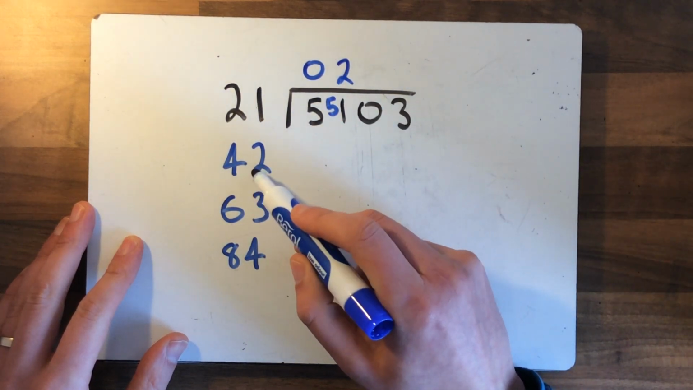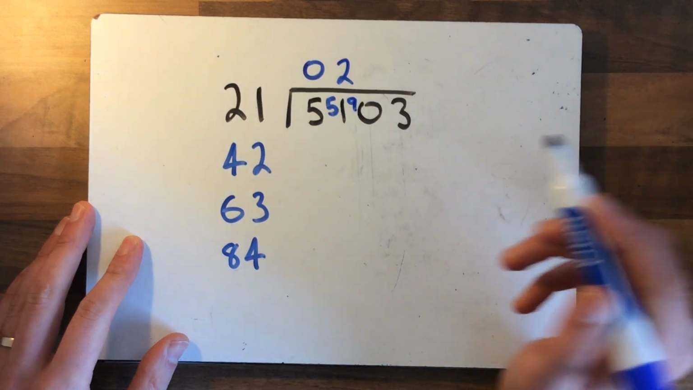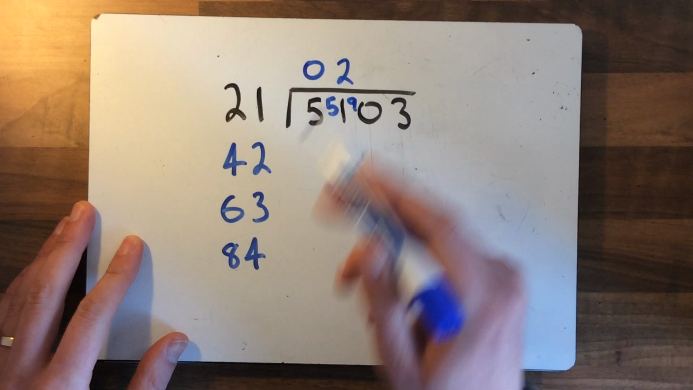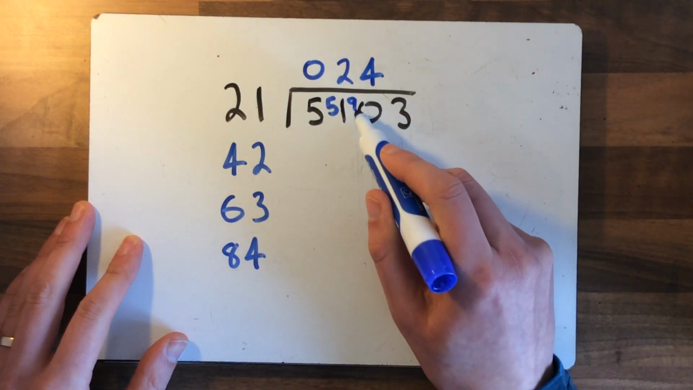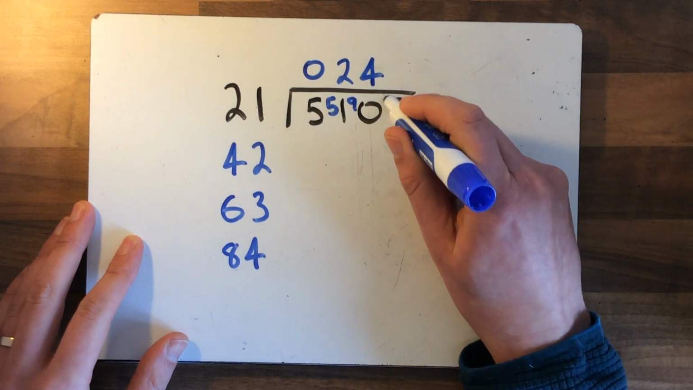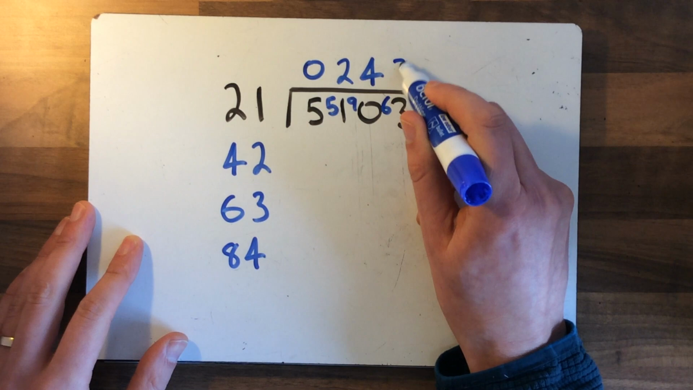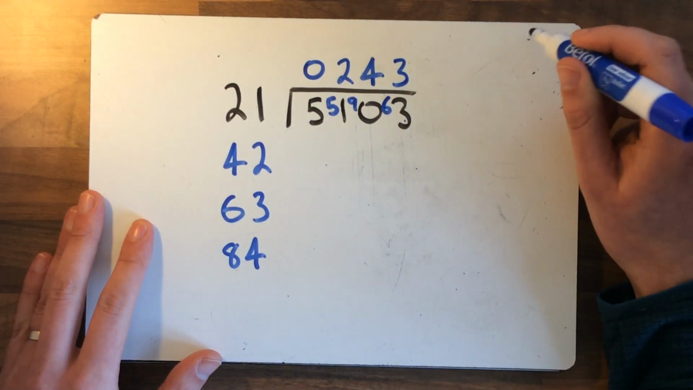What's the difference between 42 and 51? It is 9. How many times does 21 go into 90? Well, it goes in 1, 2, 3, 4 times. What's the difference between 84 and 90? It is 6. How many times does 21 go into 63? 1, 2, 3. So we've got the answer of 243 there.